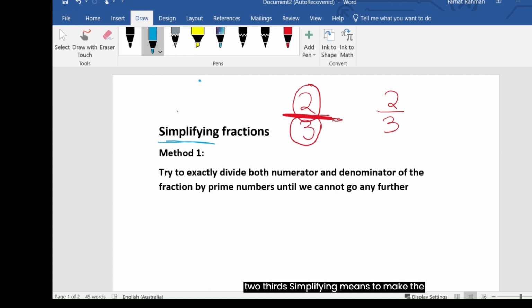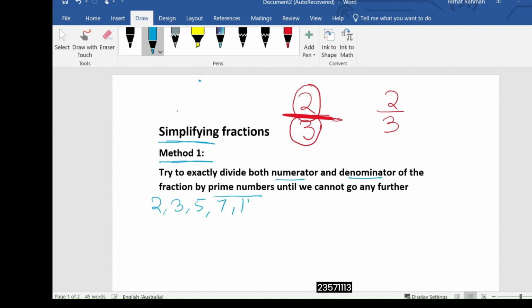Simplifying means to make the fraction as simple as possible. There are two ways to simplify a fraction. The first method is when you try to exactly divide both numerator and denominator of the fraction by prime numbers until we cannot go any further. The first few prime numbers are 2, 3, 5, 7, 11, 13, and it goes on. All these numbers are prime numbers because they have two factors only, 1 and the number itself.